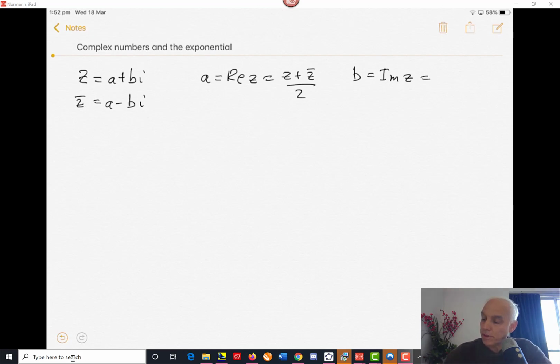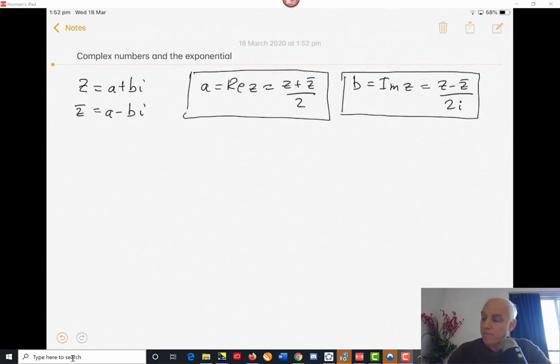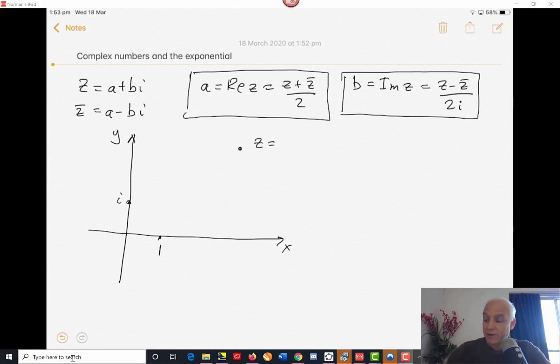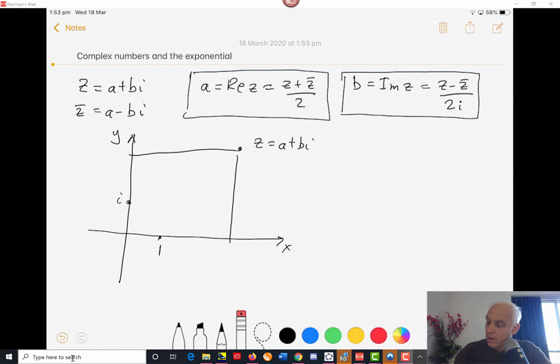Okay, so these are important little formulas that allow us to extract the real and imaginary parts of a complex number just from the complex number and its conjugate. Okay, so in terms of visualization, we're in the two-dimensional plane. We might put 1 here and i here to orient us. So this is the usual x and y-axis. We have our complex number z equals a plus bi up here. The x-coordinate is a, and the y-coordinate is b, or bi.